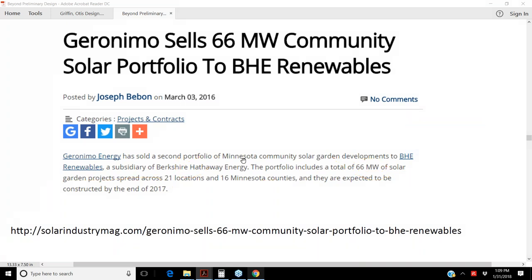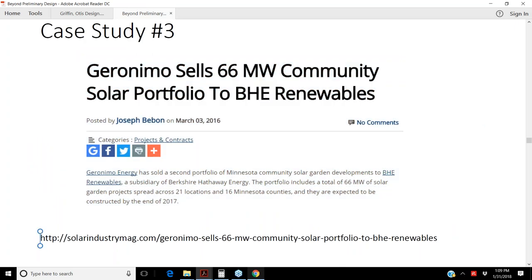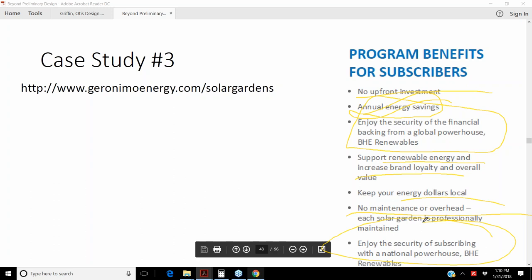So why do the community solar projects look like this in Minnesota? Well, I went to their website and I said, tell me a little bit more about your community solar program. And you go to the Geronimo website and it says you get annual energy savings. So you get annual savings, no upfront investment, enjoy the security backing of Berkshire Hathaway, support renewables, increase brand loyalty, keep your dollars local, no maintenance or overhead because you don't have the solar array on your rooftop. It's out in a field and there's a company providing the maintenance. And then, again, they emphasize enjoy the security of Berkshire Hathaway.